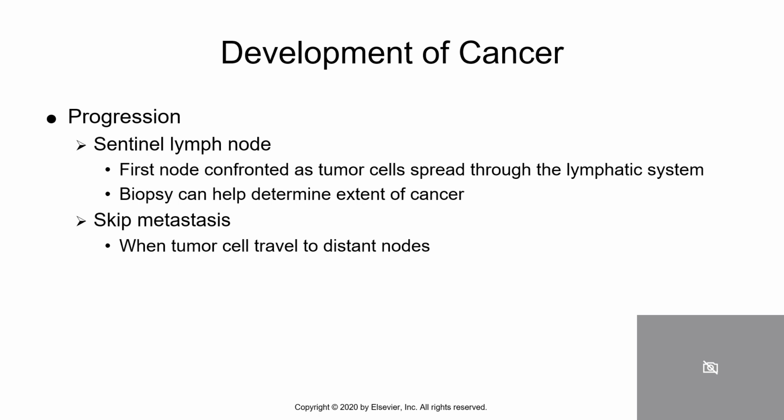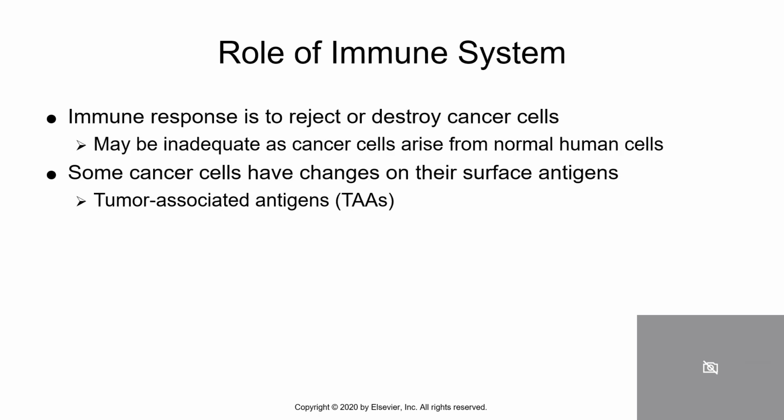And then the tumor cells themselves, sometimes instead of going to that first lymph node, can actually do something called skip metastasis, which is when the tumor cell travels to lymph nodes further distant. Some malignancies like esophageal cancer, for instance, that's what occurs in that case of metastasis. It's a skip metastasis. So it bypasses that initial lymph node and travels to other areas, to other nodes.